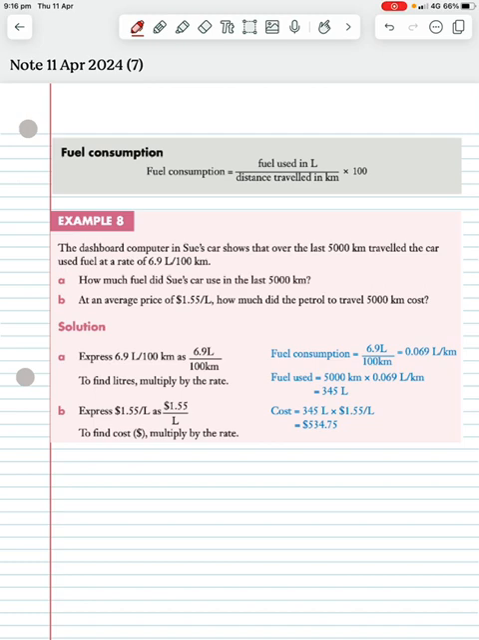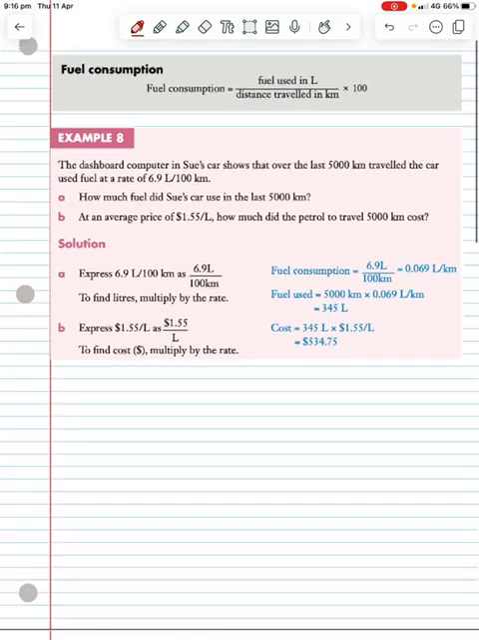So to find our fuel consumption, we're going to put the litres of fuel used, divide it by the distance travelled in kilometres, and then multiply it by 100. So let's jump into this example. The dashboard computer in Sue's car shows that over the last 5,000 kilometres travelled, the car used fuel at a rate of 6.9 litres per 100 kilometres. So how much fuel did Sue's car use in the last 5,000 kilometres?